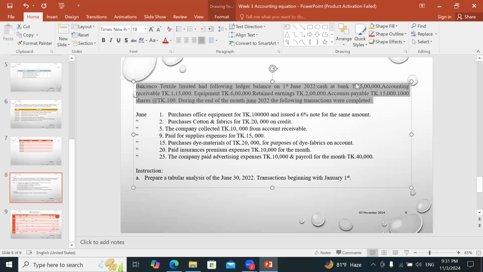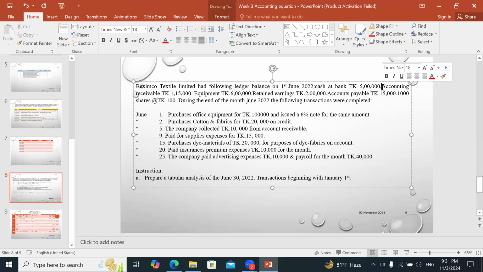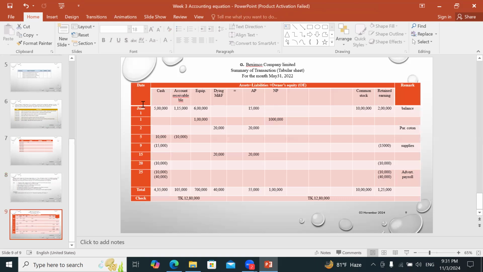Sir, is it 1,000 per share, or 1,000 shares at 100 taka per share? 1,000 shares, per share 100 taka. Okay. Cash at bank 500,000. Is cash at bank asset or expense? It's asset, sir. Asset. This, at 1st June, cash 500,000. You see or not? Yes, sir.